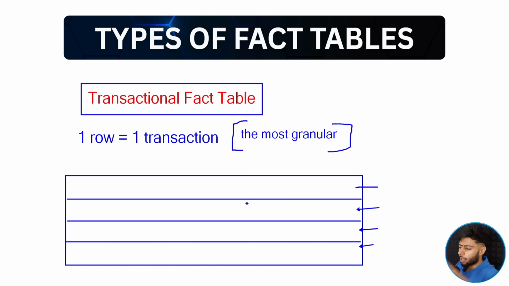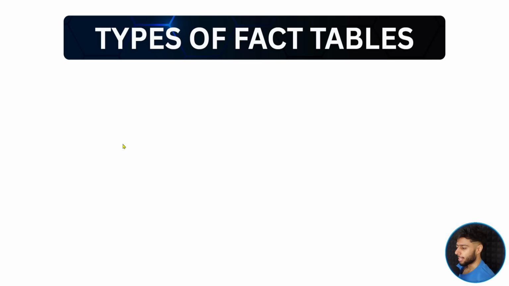But we have two other types as well that you should know. From the practical perspective, the transactional fact table is your go-to type of fact table. But obviously in interviews, they do like asking conceptual things, because these are really, really important. The next type is very popular in interviews. It's called the periodic fact table.